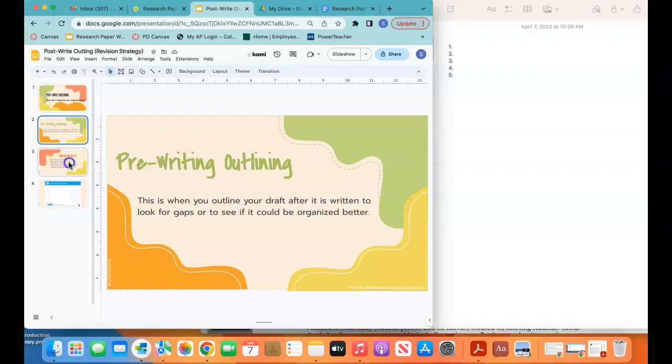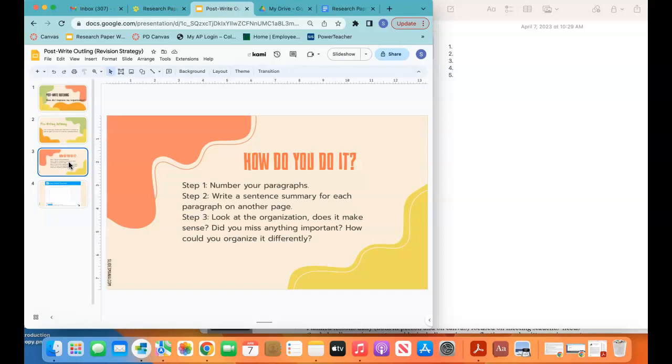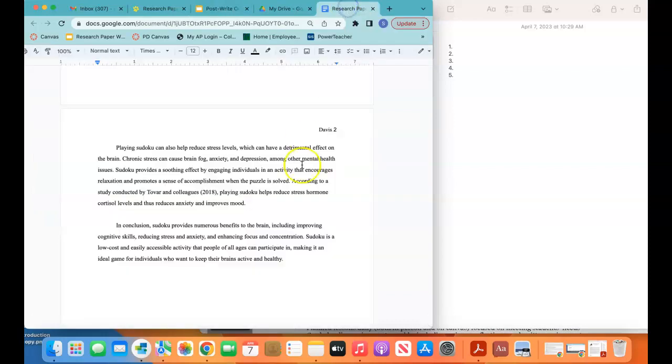So this is how you do it. The first thing you're going to do is number your paragraphs. Then you're going to write a sentence summary for each paragraph on another page. Then step 3, you're going to look at those sentences and look at the organization. Does it make sense? Did you miss anything important? How could you organize it differently? So I'm going to show you how to do this, and I'm going to do it with my Sudoku paper.